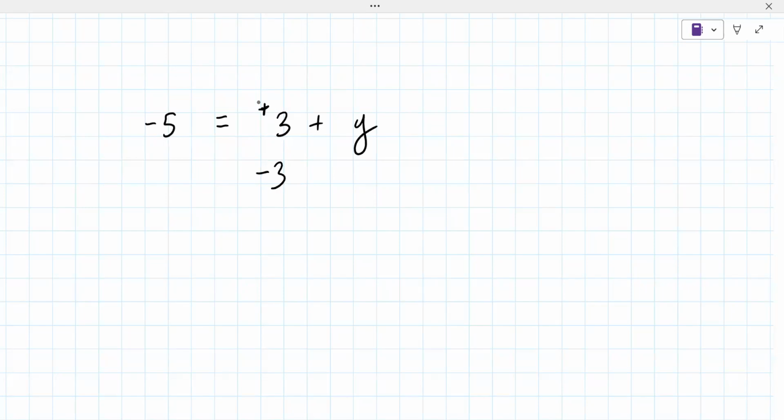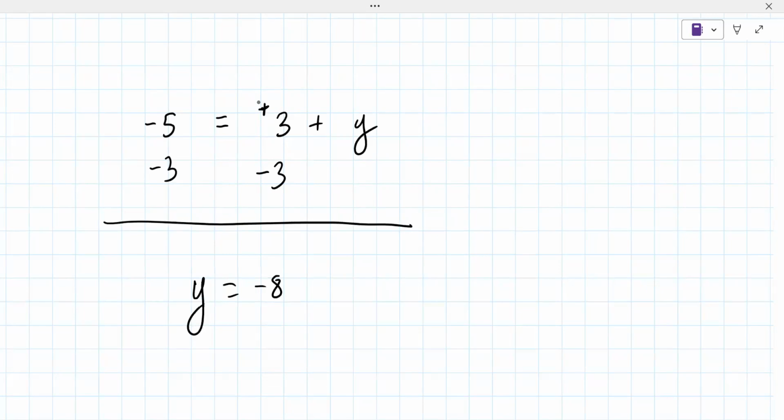So you undo with subtraction, you subtract 3 from both sides. What is the final answer? And that's y equals -8. y equals -8. Good. Excellent.